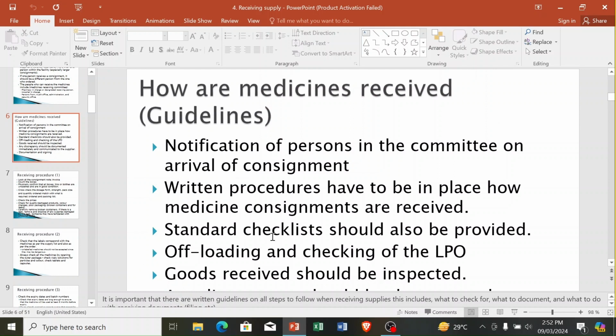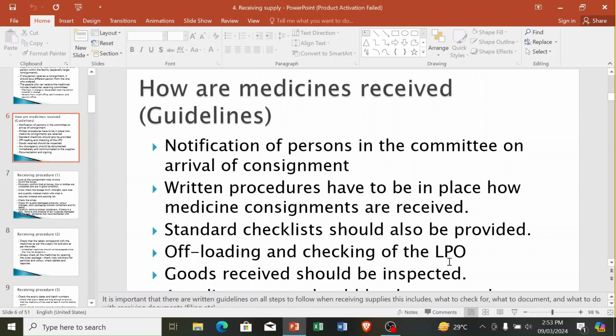And then have written procedures of how you are going to place the medicines and where you are going to place them. Written procedures have to be in place. How medicine consignments are received. What do you do first when receiving? And then what follows next? A standard checklist should also be provided, a checklist that helps you in inspecting.